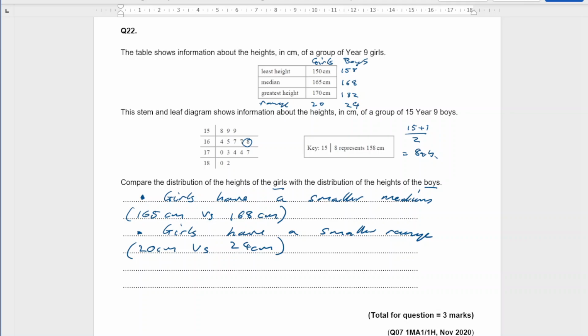Okay, and the marks for this, just double checking, it is a B1 for identifying the range for girls of 20, or the range for boys of 24, or the median for boys of 168, and then 2 marks for the comparisons. Median height for girls is less, median height for boys is more, range for girls is less, range for boys is higher. So we've covered them all.